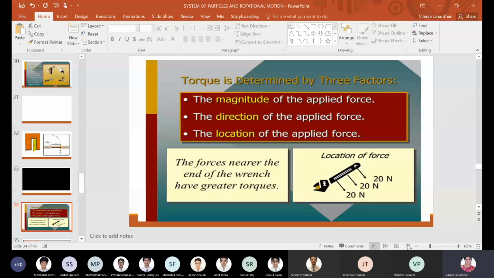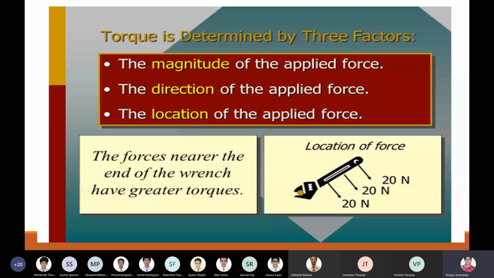So I think, boys, you could have understood. Do you understand the concept of torque? Boys, do you understand the concept of torque? Yes, ma'am. So the torque is determined by 3 factors. This you can write, boys.